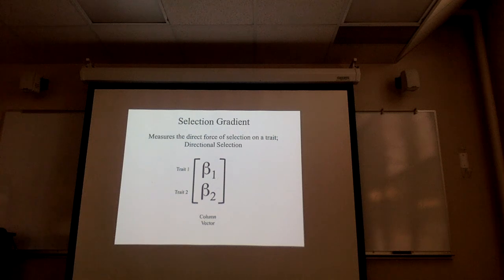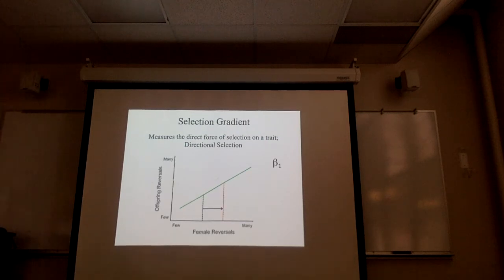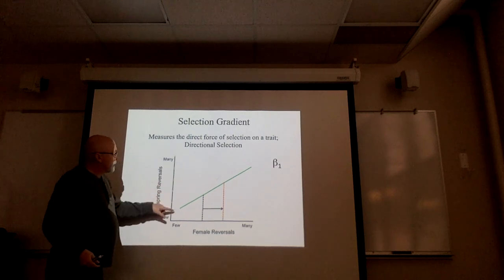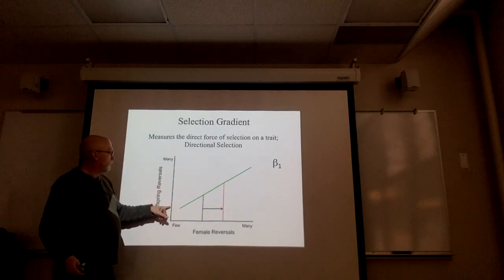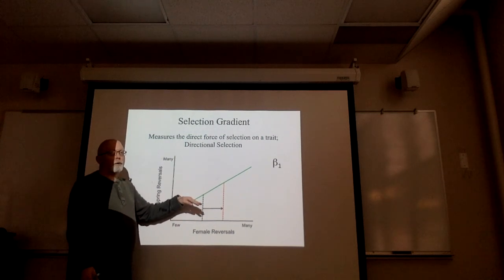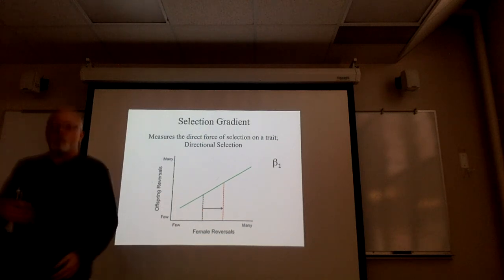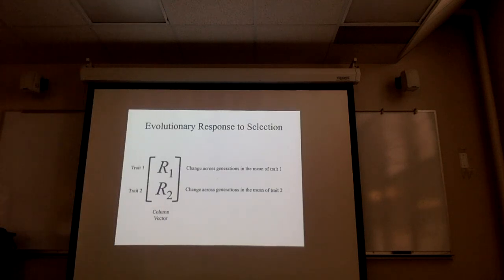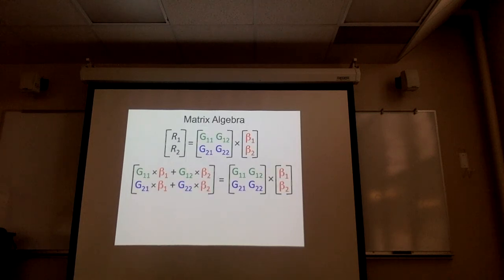I've already given you what the selection gradient is. It's the directional selection acting on that trait independent of any selection acting on another trait. It's basically this. Such that if this is the heritability of the reversals, it's selection acting directly on reversals without taking into account that reversals and stripe are correlated with one another. Same thing with stripe. And then if you know those two things, you can predict the response to selection. So how does matrix algebra work?